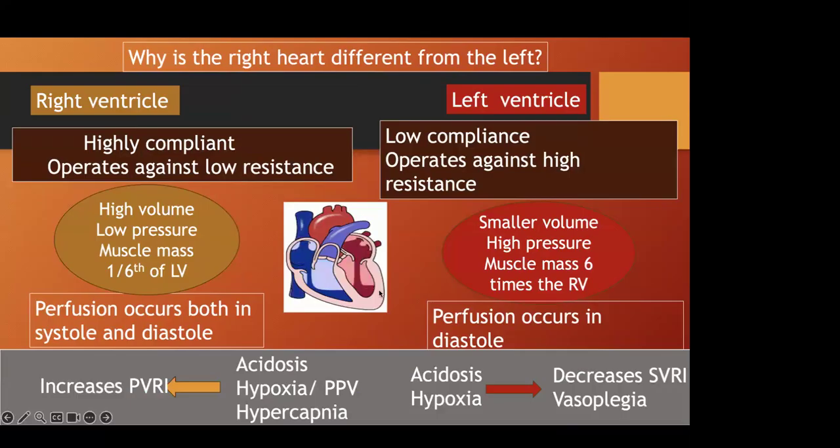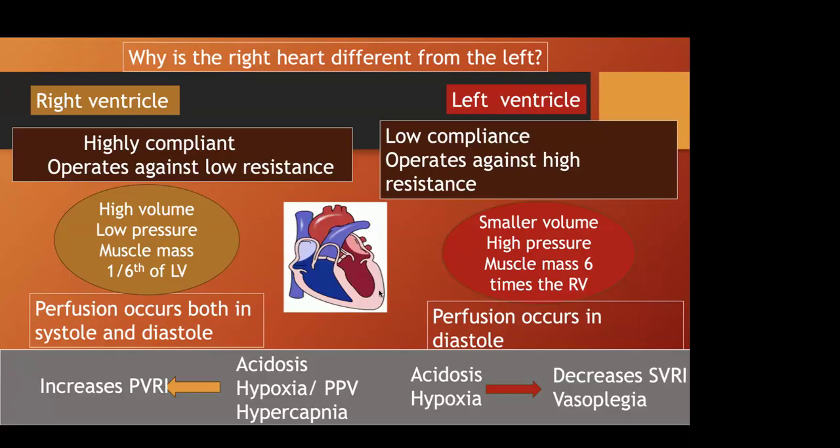Acidosis, hypoxia, positive pressure ventilation, and hypercapnia can all increase the PVRI. But the same factors, acidosis and hypoxia, can decrease your systemic vascular resistance and cause vasoplegia. So there is a substantial difference in the physiological aspects with respect to the right ventricle and left ventricle. I think we need to remember these properties, both anatomy and physiology, and how they differ with respect to the resistance.